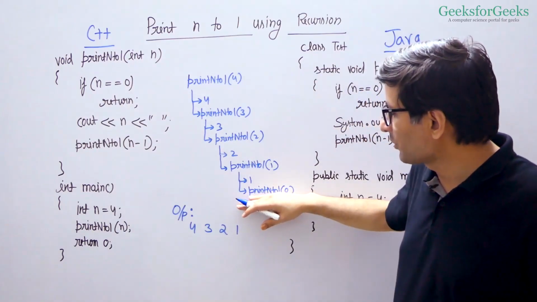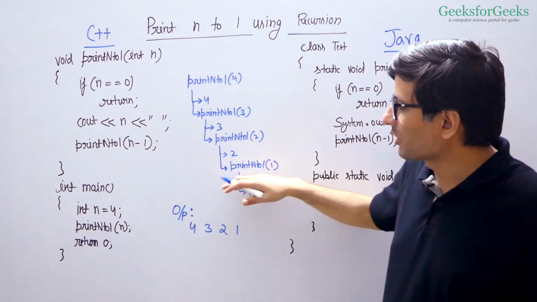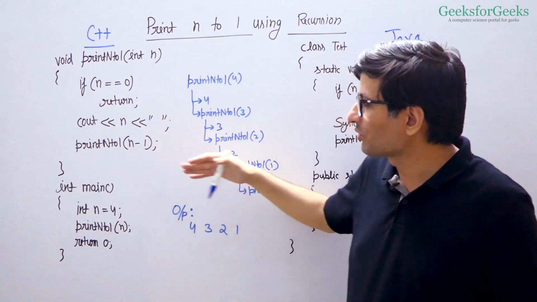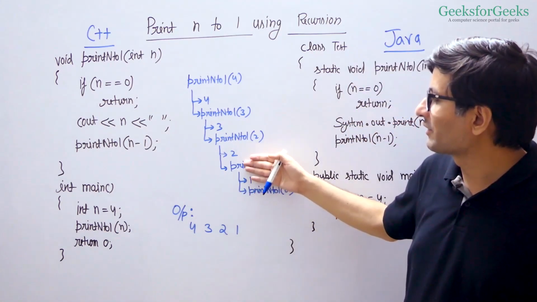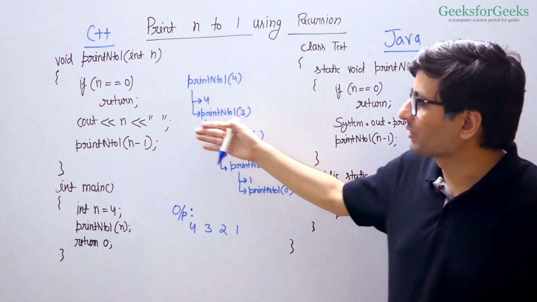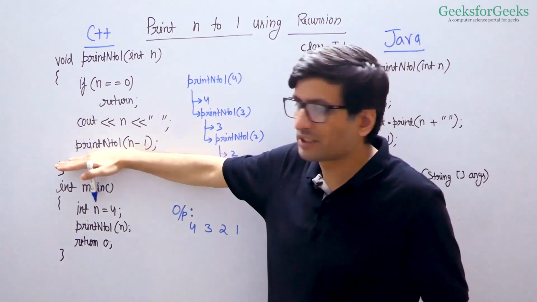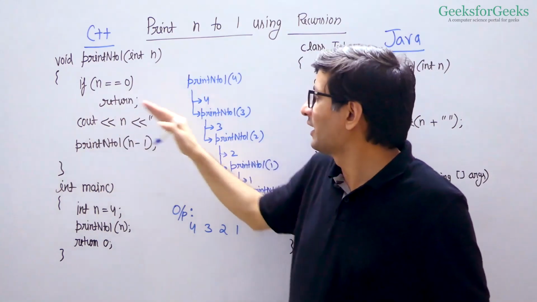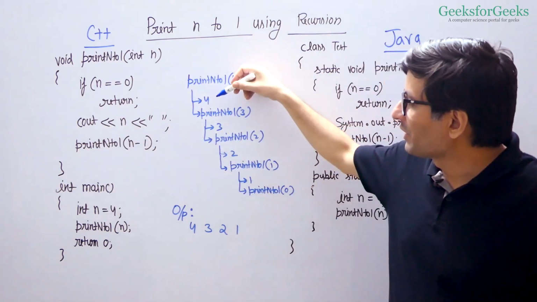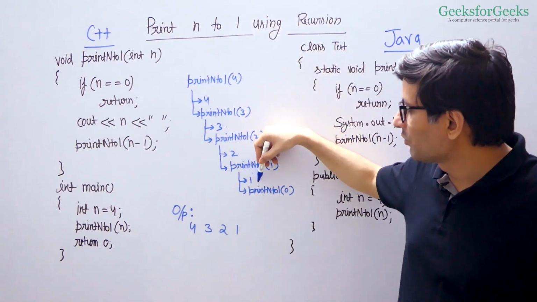So it immediately stops and gives the control back to the caller. The caller has nothing more to do, so the caller also stops and then gives control back to its caller. That caller also has again nothing more to do because the recursive call was the last thing, and so on. So finally you get the output as 4, 3, 2, 1.